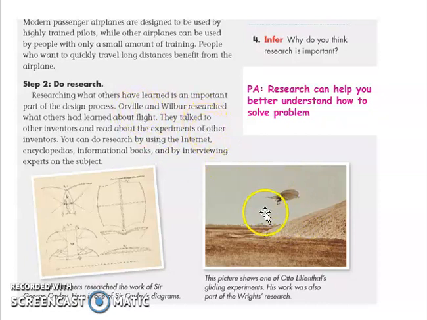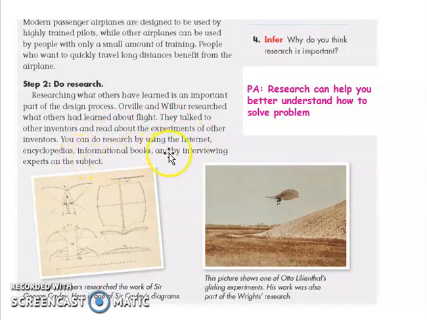So they just improved this one because this is just a glider without a motor. But the invention of Wilbur and Orville is a flying device with a motor which could stay longer in air. Unlike this one, it could only stay for a couple of minutes. Since it has a motor, it could stay longer and then fly higher. They talk to other inventors and read about the experiments of other inventors.